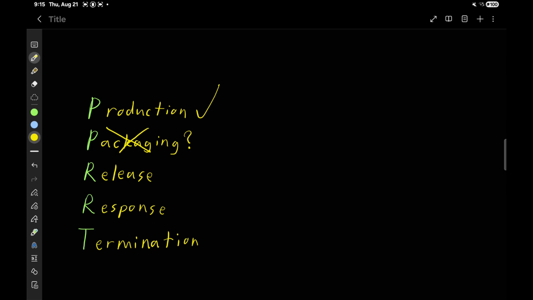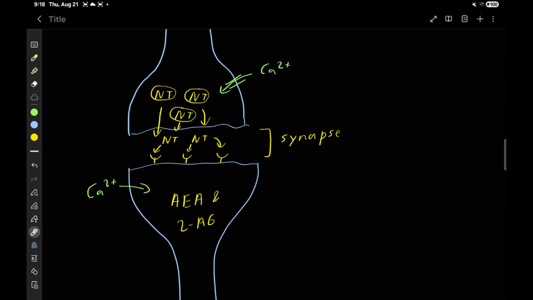So because they are not packaged, as soon as anandamide or 2-arachidonyl glycerol are produced, they are immediately released from your postsynaptic neuron. Okay, so once some type of response like stress responses or the entry of calcium triggers the production of your endocannabinoids in your postsynaptic neuron, remember they don't get packaged, so right as they get produced, they can pass through the cell membrane and they can exit your postsynaptic neuron, and then they can make their way into the synapse.